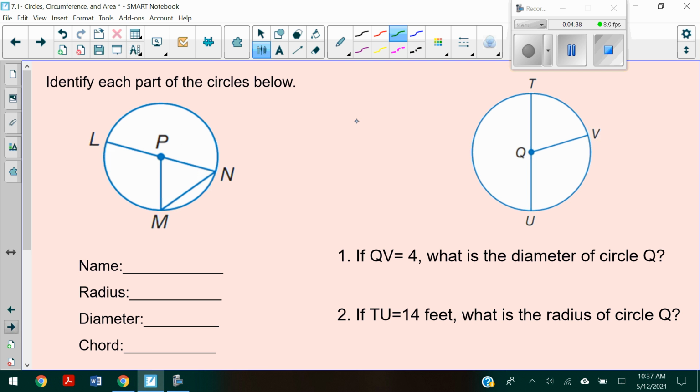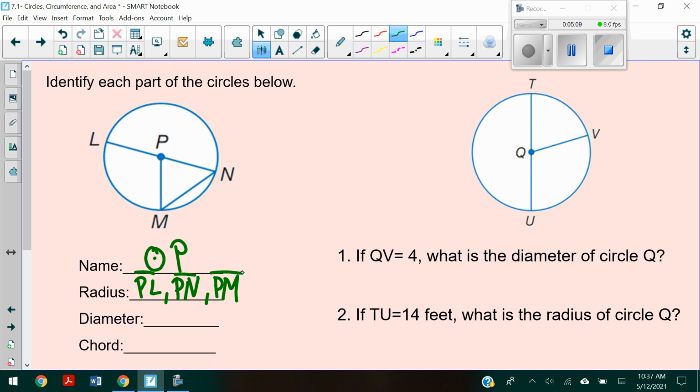So it says identify the parts of the circles below. So the name, so we're going to name this. This is going to be named circle P. Okay, so a radius, we actually have 3 radii here. Radii is plural for radius. Okay, PL, PN, and PM are all radii. Okay. And again, we start with the center first and then go out to the edge.